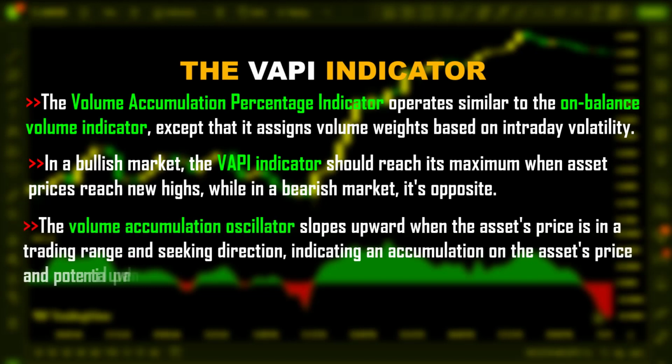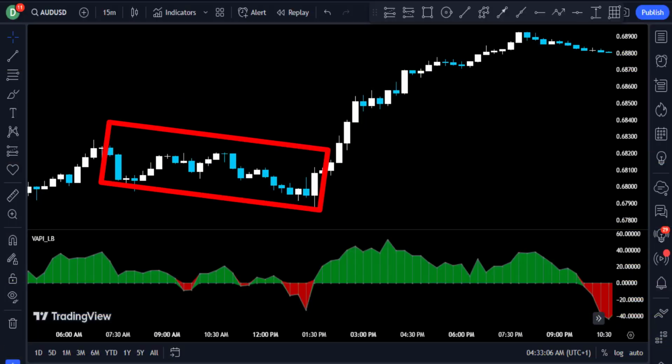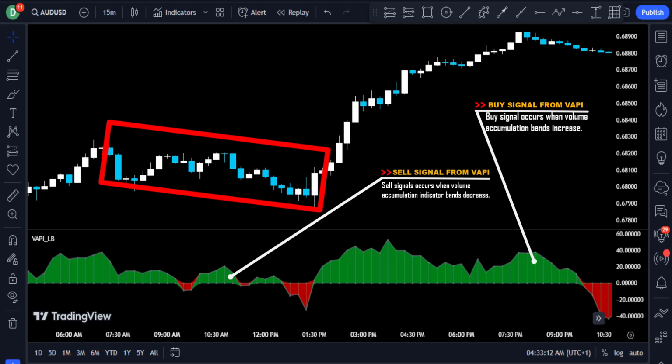If the volume accumulation oscillator slopes up, when the price is in a trading range, and then looking for a direction, then it means that there is an accumulation on the asset's price, and that the price of the asset may start moving in the upward direction. The sell signal is given when the bands of the volume accumulation indicator decrease, and the buy signal is also given when the volume accumulation bands increase. The indicator also creates divergences, which are usually very effective too.